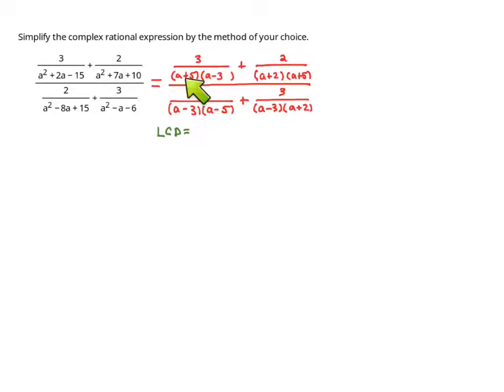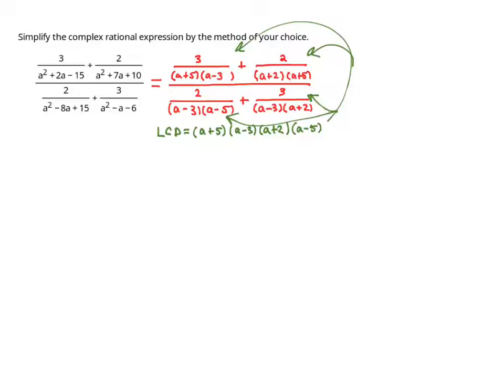So I start with the first denominator here, and I just list both of its terms: a plus 5, a minus 3. The next one, I have an a plus 2, which I don't have in the LCD yet, so I write it down. A plus 5 is already there, so I don't need to list it again. On this one, a minus 3 hasn't been included yet, so I stick that in, but now I've already got an a minus 5, and I've also got an a minus 3 and an a plus 2. So my LCD has those 4 factors in it.